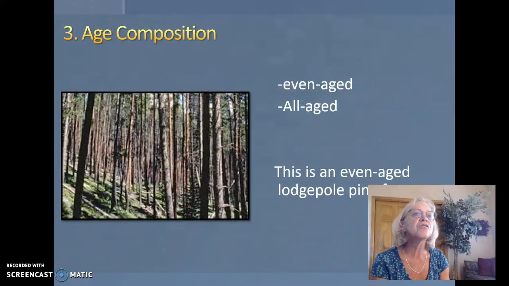The third is the age composition. And this is one of the things we can do by doing an increment bore. And that is, is it even aged or all aged? This is an example of an even aged lodgepole pine forest, which is pretty common in Colorado. So all the trees are of the same age.